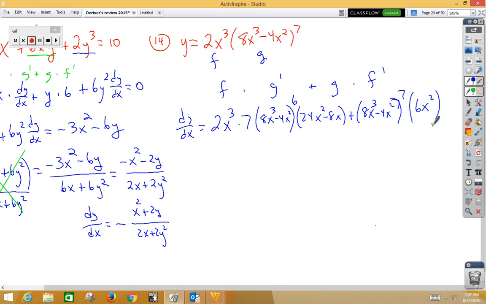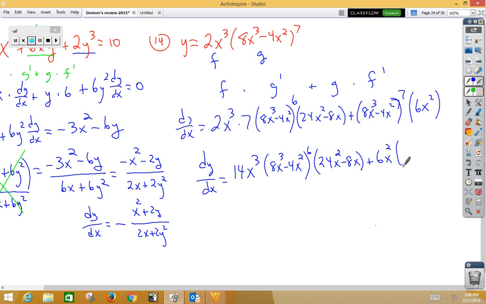Cleaning this up a little bit, dy dx is equal to, we have a 14x cubed, 8x cubed minus 4x squared to the 6th power, 24x squared minus 8x, plus a 6x squared times 8x cubed minus 4x squared to the 7th power. We could factor out an 8x cubed minus 4x squared to the 6th power. We could also factor out a 2x squared.